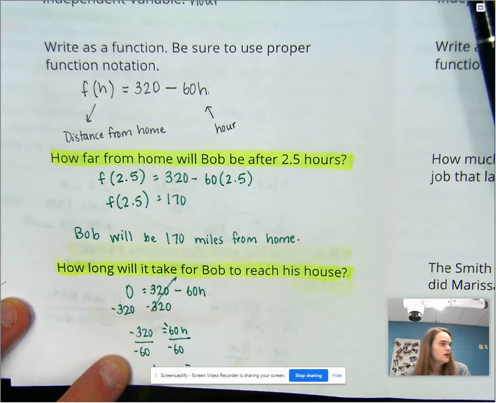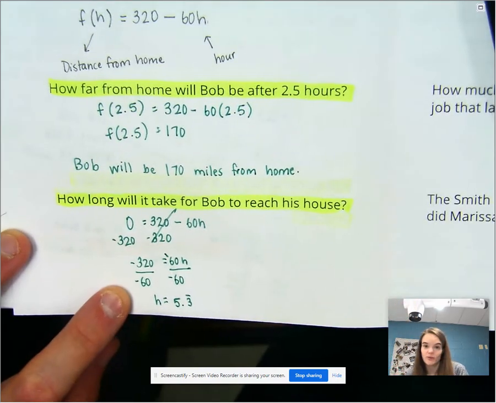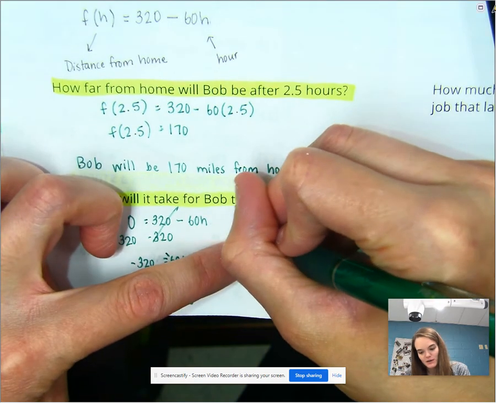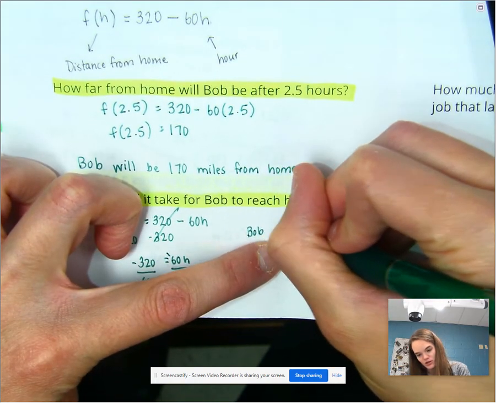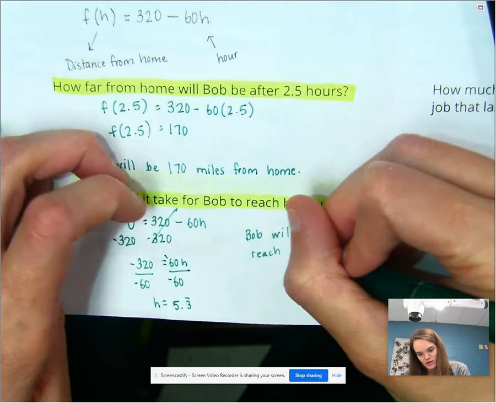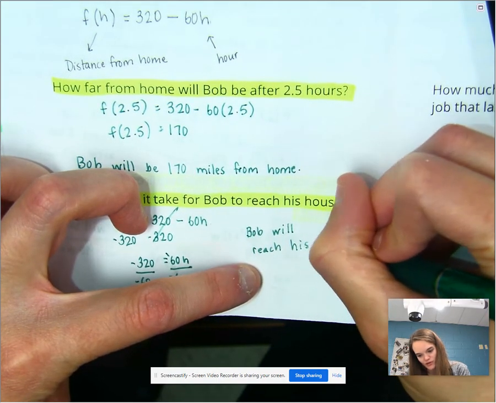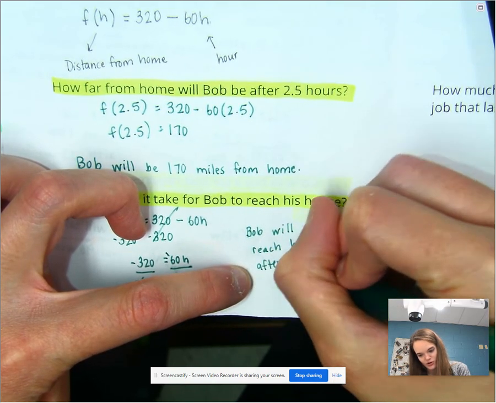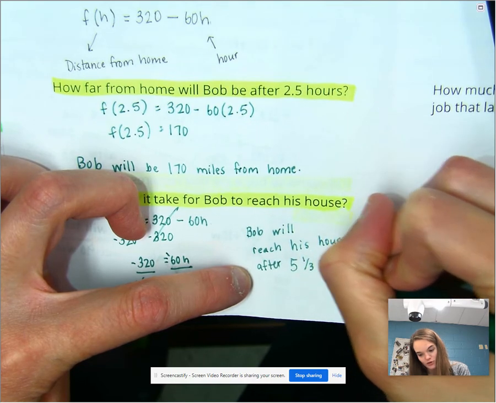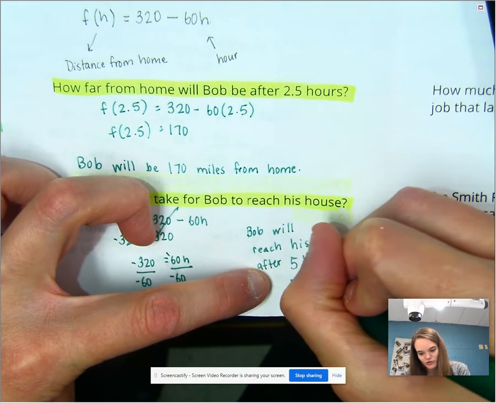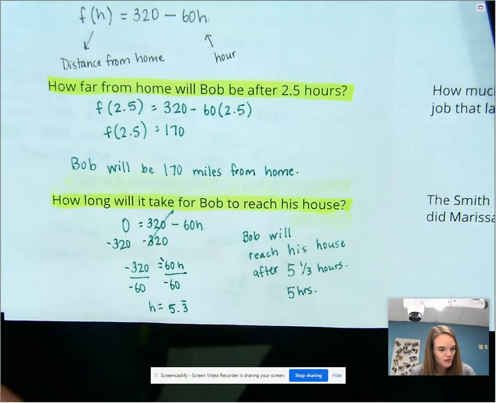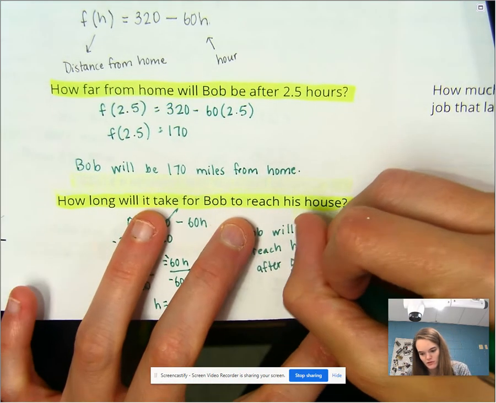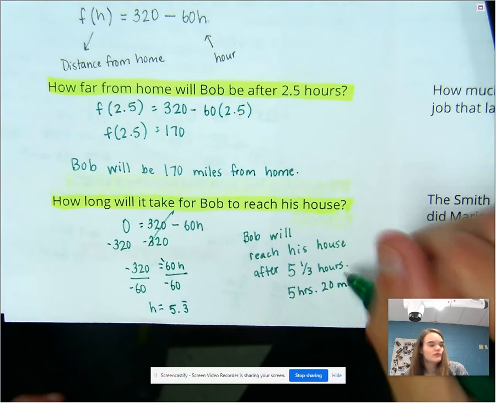5.3 repeating, which means we can make that into a mixed number. You know I hate them, but it's not going to kill us one time. That means Bob will reach his home or his house after 5 1/3 hours. Or if you want to be really precise, 5 hours and 20 minutes. Either one is fine.